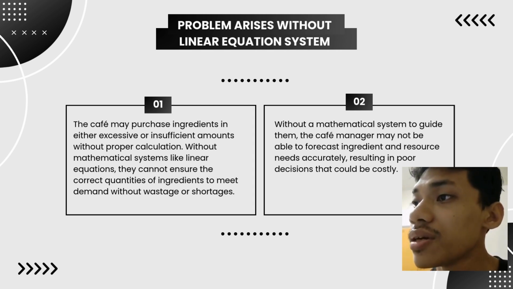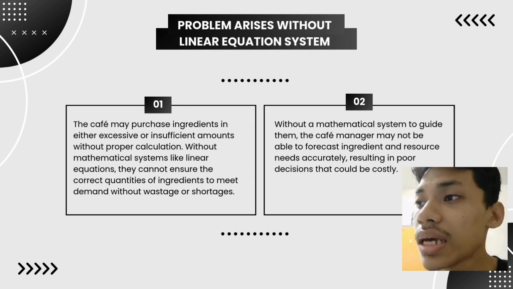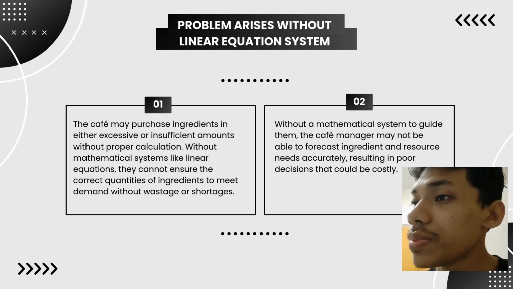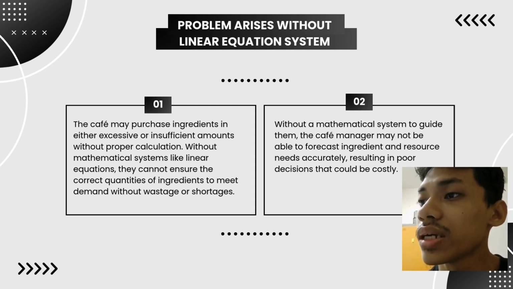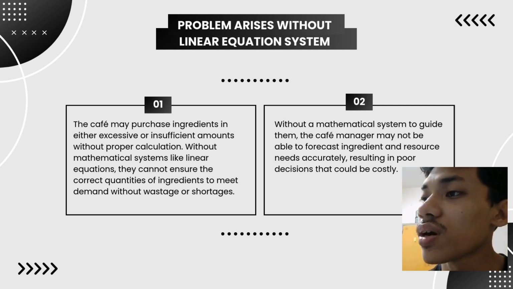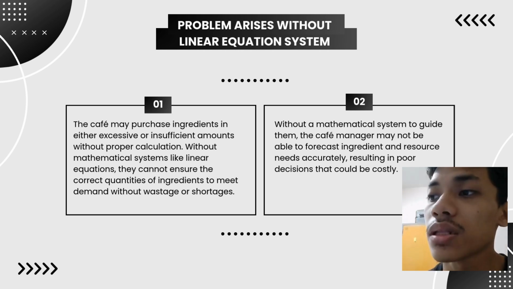To summarize, without linear equations, a cafe risks overpurchasing or underpurchasing ingredients and may fail to accurately forecast its resource needs. This problem can be costly and harmful to the business. That is why implementing a mathematical system is essential, not just for smooth operations, but also for long-term success.